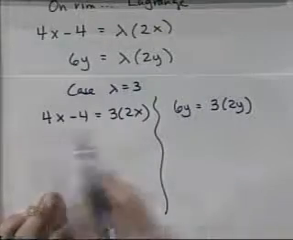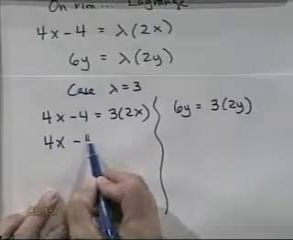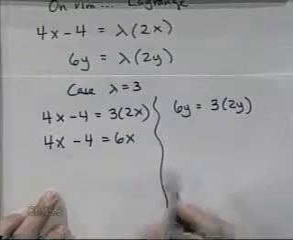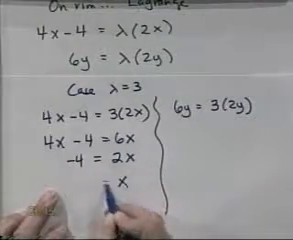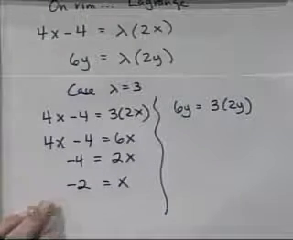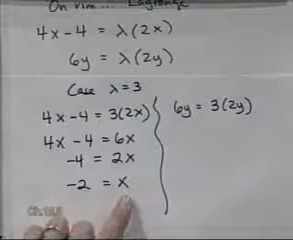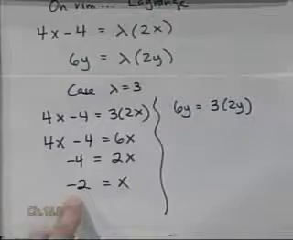This one, I have 4x minus 4 equals 6x, or subtract 4x on both sides. 2x is negative 4, or x is negative 2. Now, once I've got x equals negative 2, how am I going to find the y that goes with it?